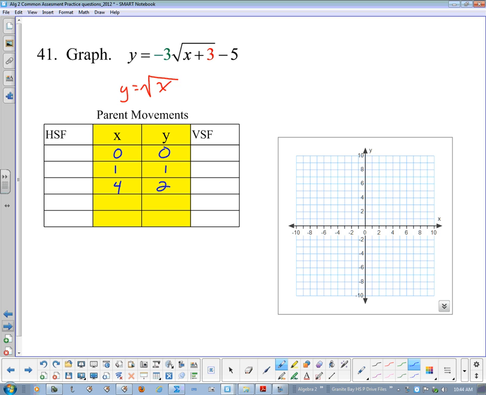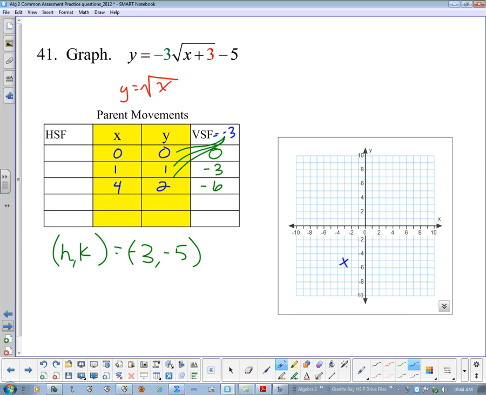Now, is there a vertical stretch factor? It's equal to negative 3. So now, negative 3 times 0, 0. Negative 3 times 1, negative 3. Negative 3 times 2, negative 6. Do we have an HK? What's that HK? Negative 3, negative 5. So negative 3, negative 5 is right here.